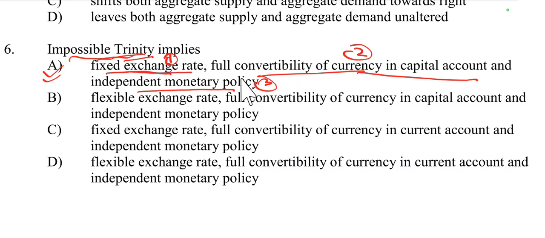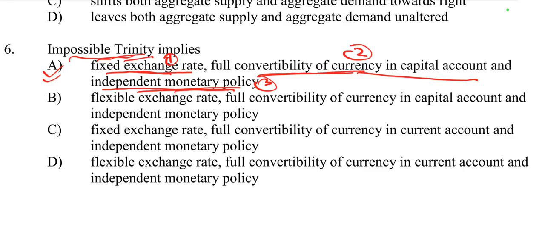Then full convertibility of currency in capital account. Full convertibility means free flow of capital in and out of the country without any restriction. Then third one is independent monetary policy. In independent monetary policy, the ability to set interest rate and control domestic money supply to achieve macroeconomic objectives like inflation control or economic growth, it is through the independent monetary policy.